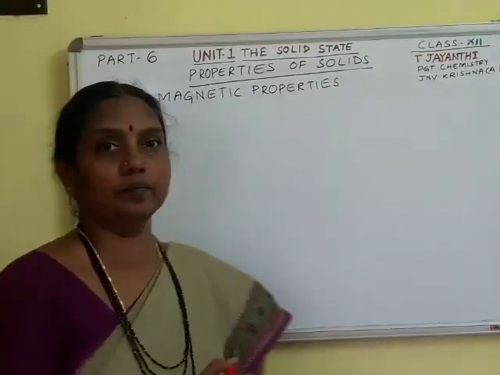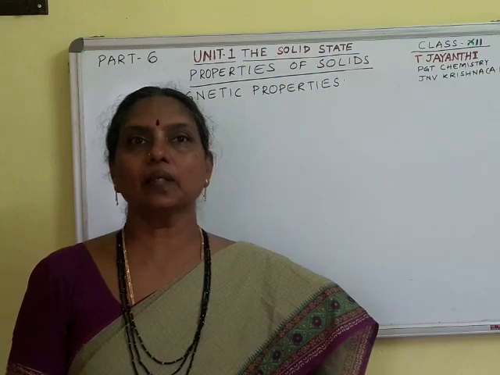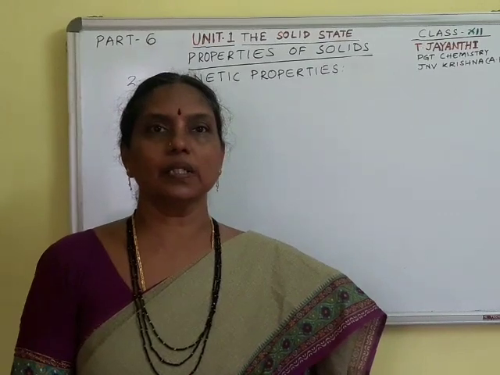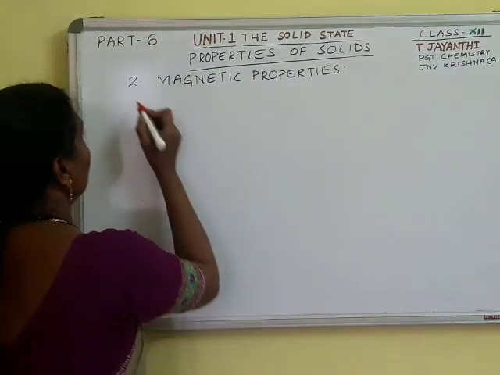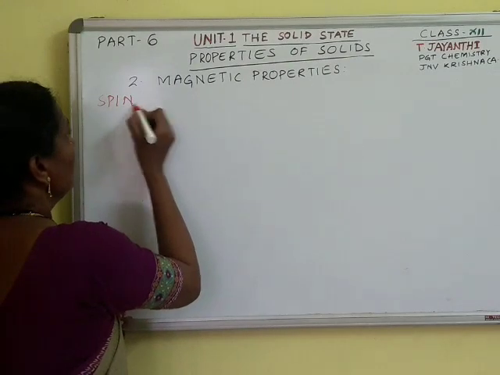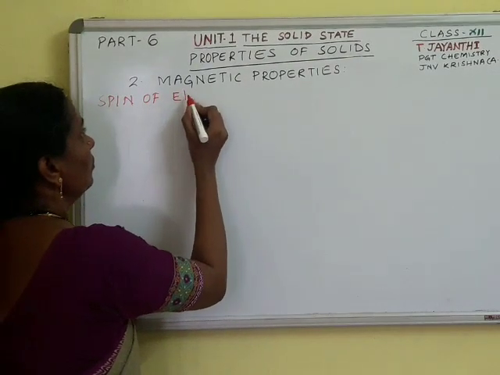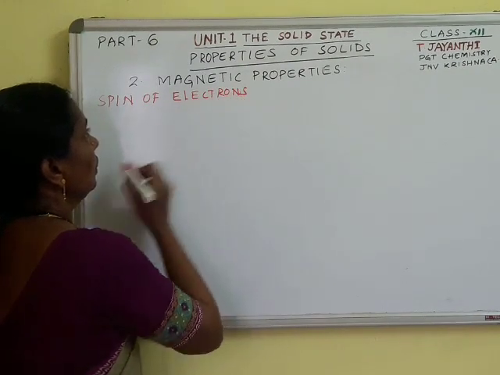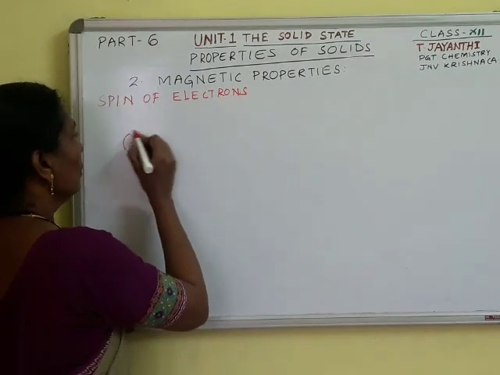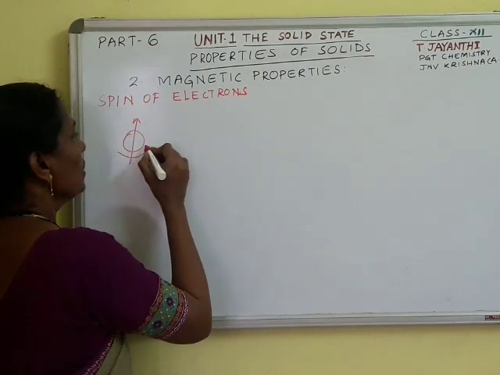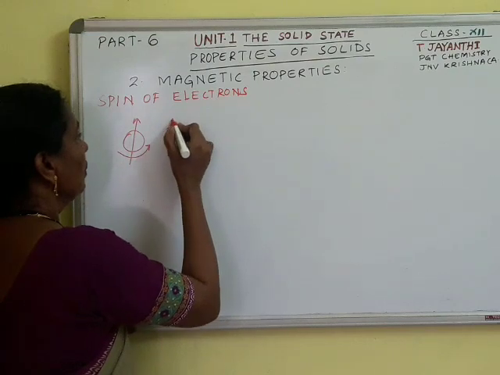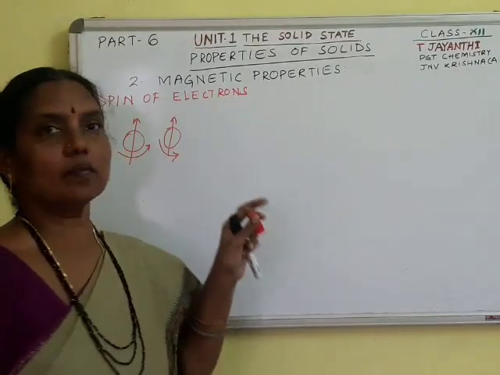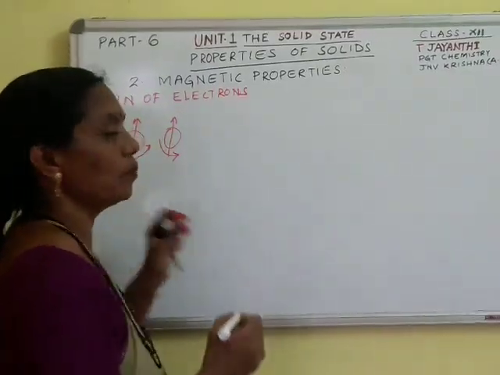Magnetic properties. Solids also show magnetic properties. Now this property of solids showing the magnetic property is due to the spin of the electron. The electrons spin in the clockwise and anti-clockwise direction. Due to this clockwise and anti-clockwise spin of the electrons, they show magnetic property.